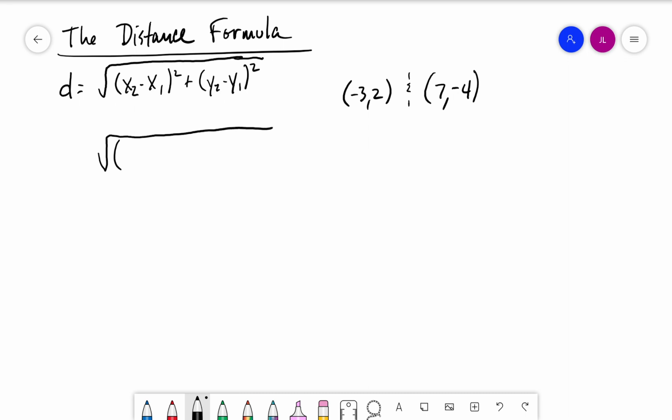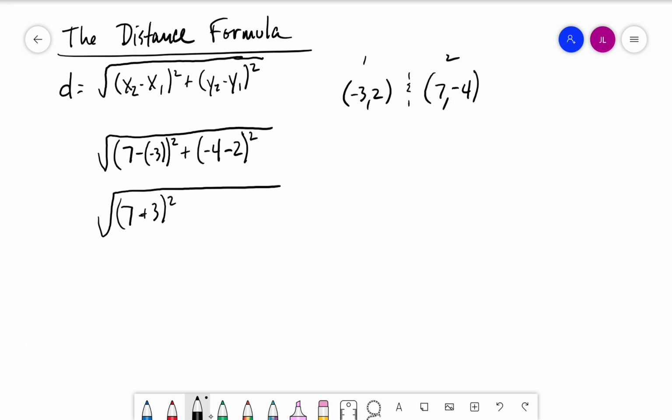And we know we have, we'll say this is 1 and this is 2 over here. So x2 minus x1: we have 7 minus -3, squared, plus y2, which is -4, minus 2, squared. So now we're going to work inside out, doing our order of operations. We'd have 7 minus -3, which is the same as saying 7 plus 3, squared, plus -6 squared.